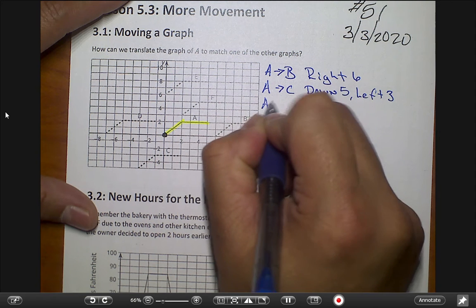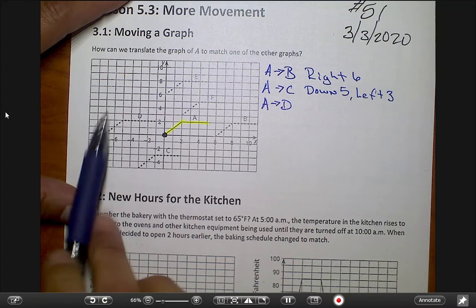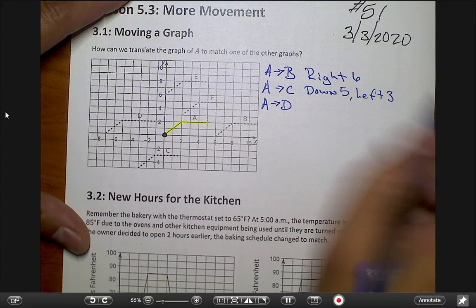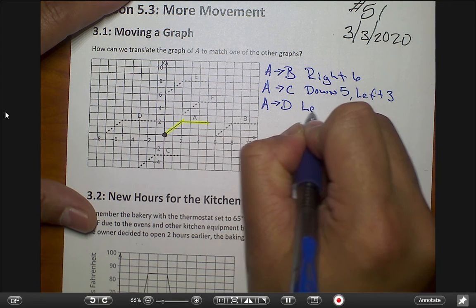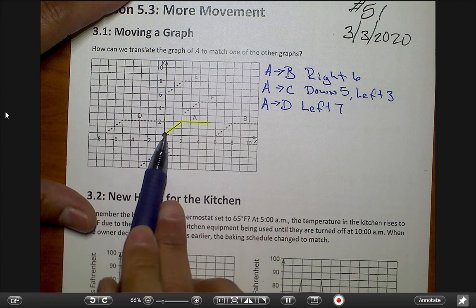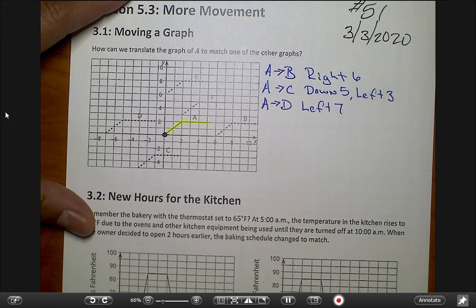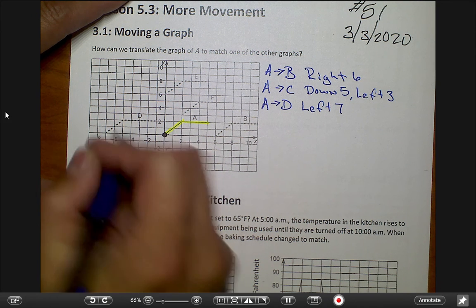All right, A to D. To the left 6. Left 6. Are you sure? Left 7. There you go. Left 7, from this point all the way to that same point right there. Okay, I'm sorry.